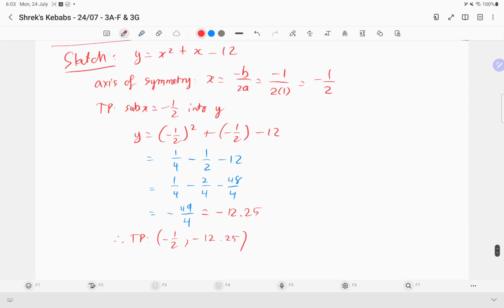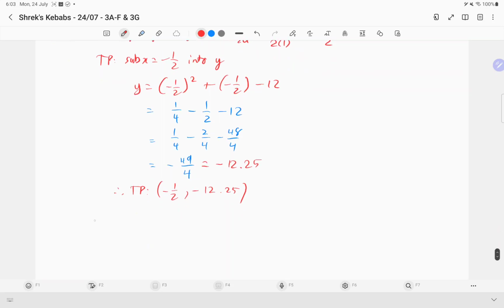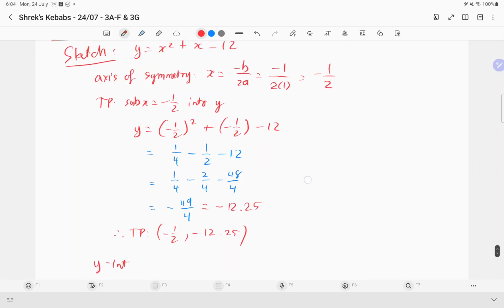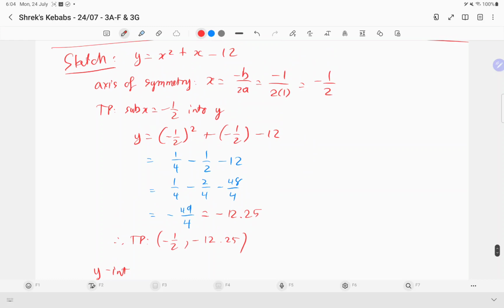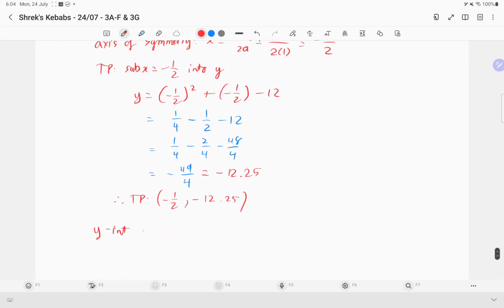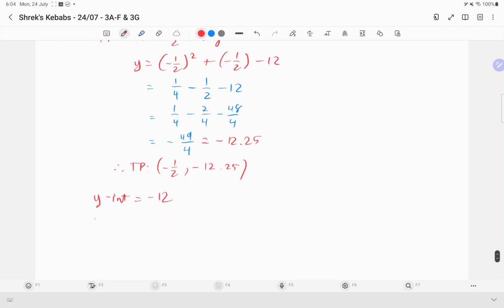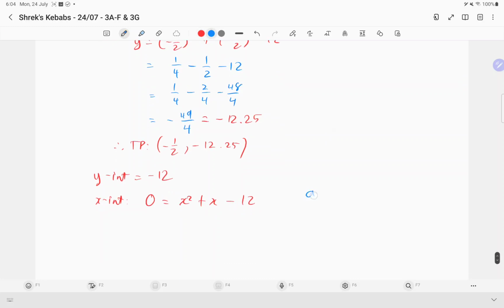And then what else do we need to find? The x-intercept and y-intercept. The y-intercept is negative 12, where x equals 0. Remember, the constant term is just the y-intercept in the standard form. And for the x-intercept, you need to set y equals 0. So 0 equals x squared plus x minus 12. What's the technique here? ACB table. Correct.